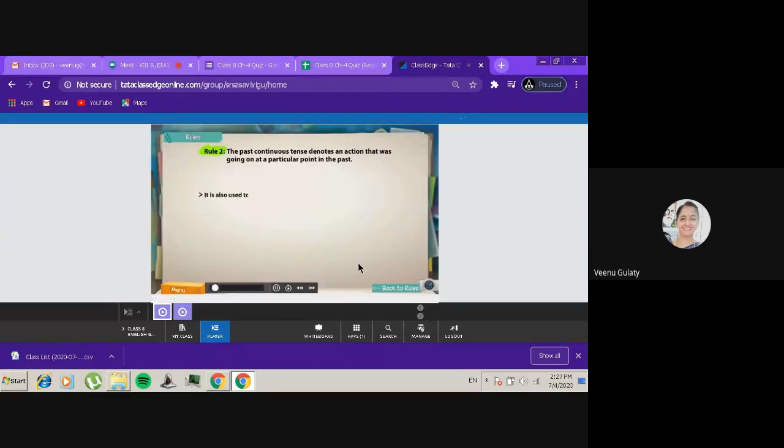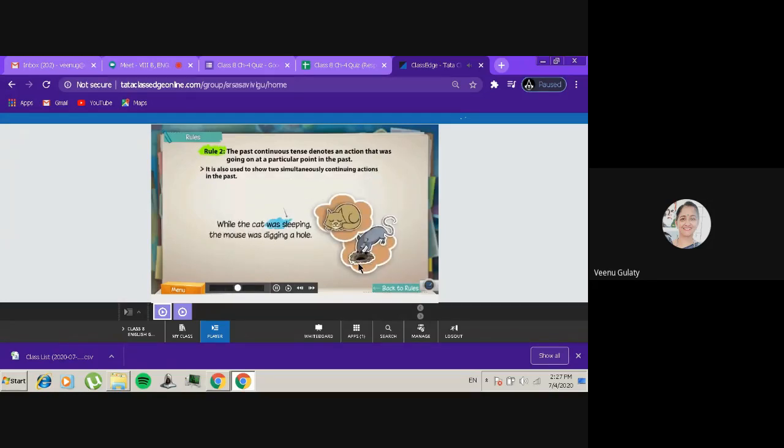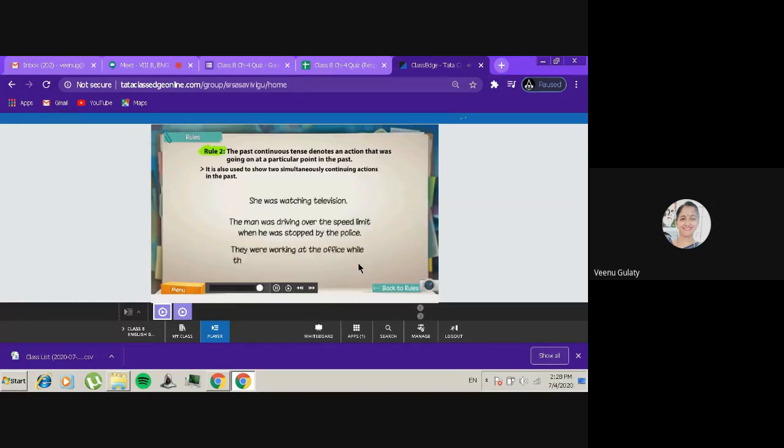The past continuous tense is also used to show two simultaneously continuing actions in the past. For instance, here, the actions of sleeping and digging were taking place simultaneously in the past. Here are some more examples of the past continuous tense.